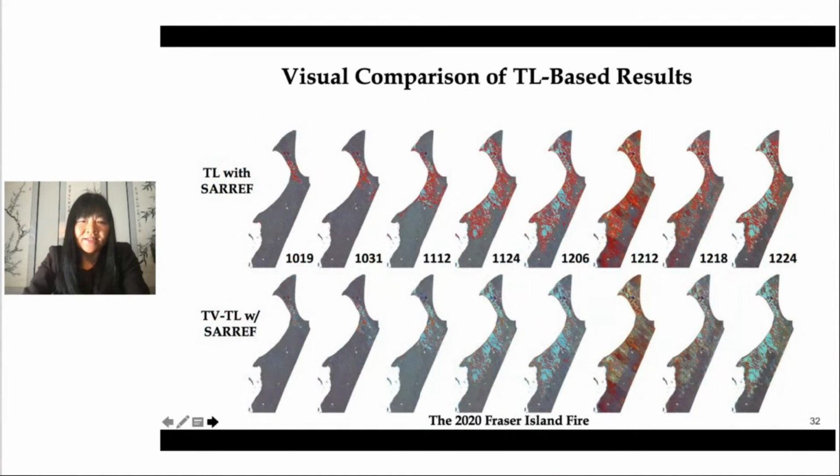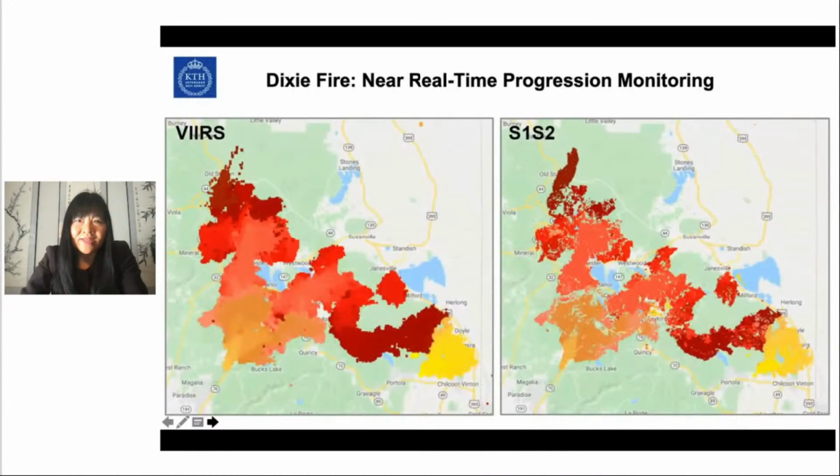And this is another example, in a different environment, the Fraser Island fire in Australia. So again, we were able to capture the progression very well. And then we also tested on this year's Dixie Fire.